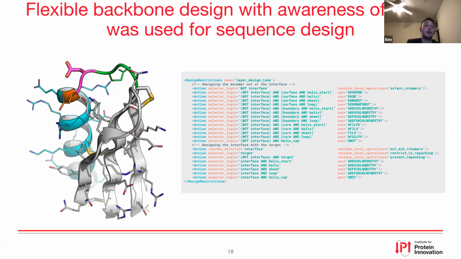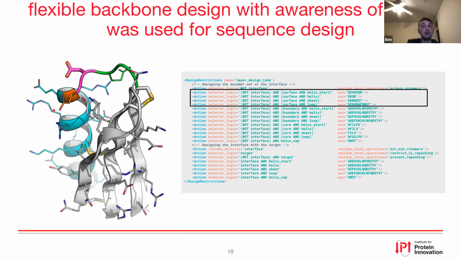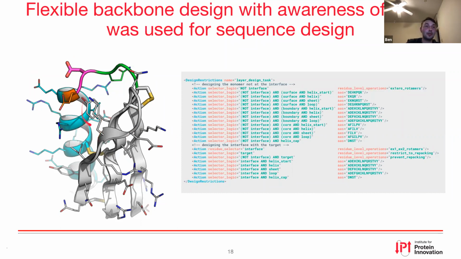And then secondly, we select the residues by their position. So we select surface residues, which are pointing outwards of the structure, core residues that are buried inside the backbone, and boundary residues that are in between the surface and the core. These residue selectors are passed into our design restrictions, where we define which amino acids to design and what operations to do. There are 2 kinds of operations: residue level operations that direct the packer to do certain things, and then the design restriction for the amino acids.